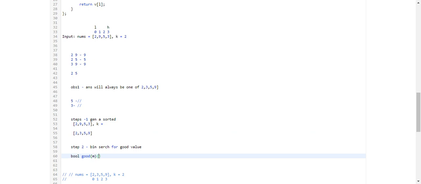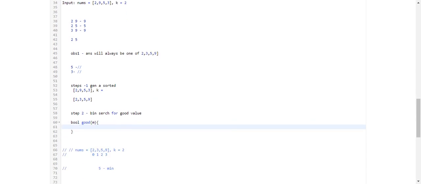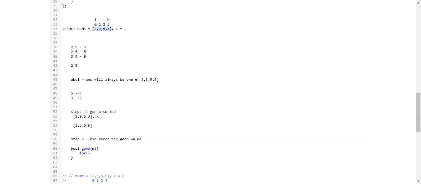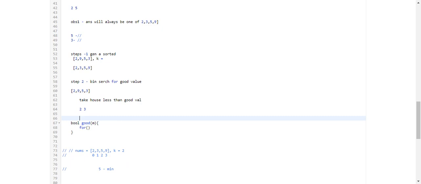The good of mid function would be this: you have to take alternate houses. Am I taking the minimum houses? On the original array, you have to take houses which are less than or equal to the given good value. Only 2 and 3 qualify, so these are the only houses lesser than or equal to 3. If k is equal to 2, this is still possible. But if we wanted k equal to 3 houses, only 2 houses qualify, so you cannot have 3 houses, and 3 is not fine.